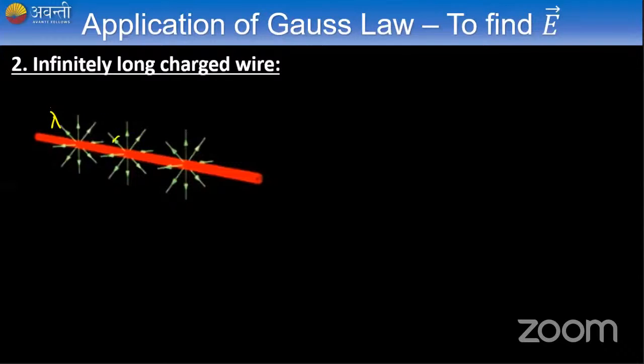If I try to draw the equipotential surfaces, what would I get? What would I get if I try to draw the equipotential surface for this linear charge density, or infinitely long current carrying conductors? How would I get my equipotential surface?